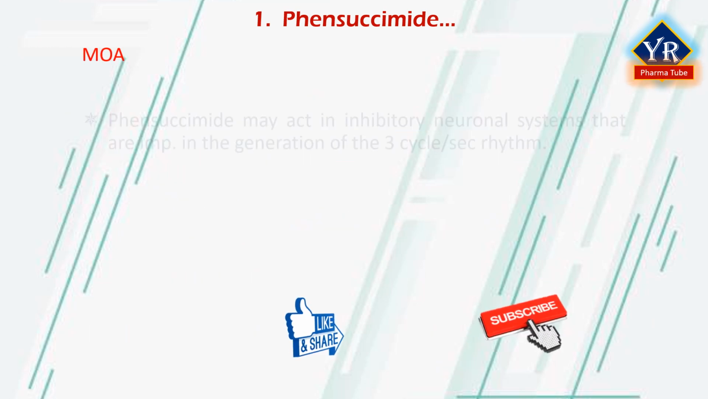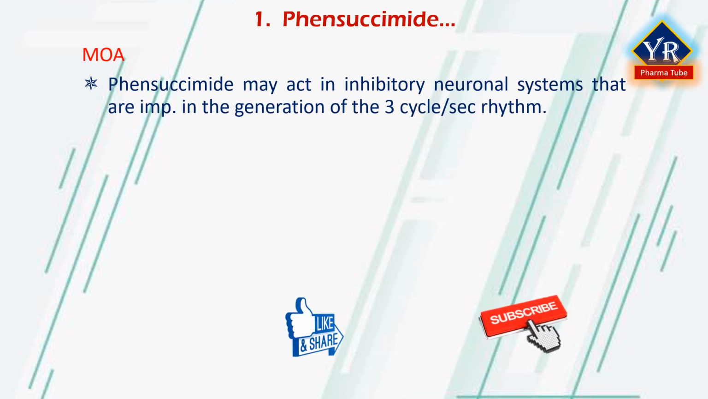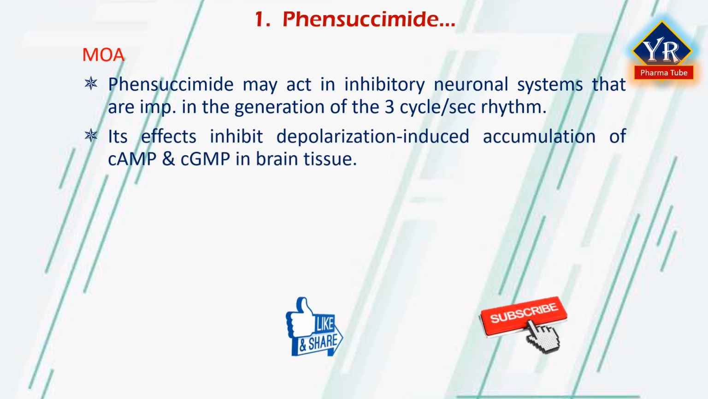Phensuximide's mechanism of action is not understood but it may act in inhibitory neuronal systems that are important in the generation of the 3 cycle per second rhythm. Its effects may be related to its ability to inhibit depolarization-induced accumulation of cyclic AMP and cyclic GMP in brain tissue.